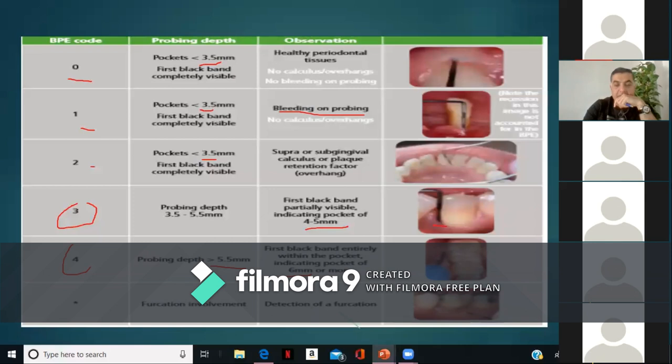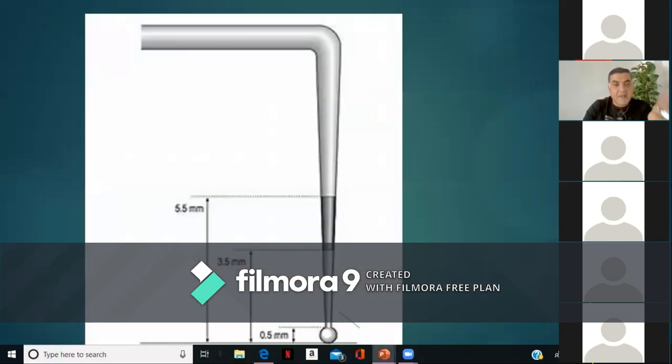Okay, so generally speaking, very quick, this is the WHO probe, the black band here, this is the 0.5 ball, okay? And anything before 3.5 is a 0, 1, 2, depending whether there is no bleeding, there is bleeding, and there is calculus or any overhang. Partially disappeared, then it is a score 3. All disappeared, then it is a score 4.